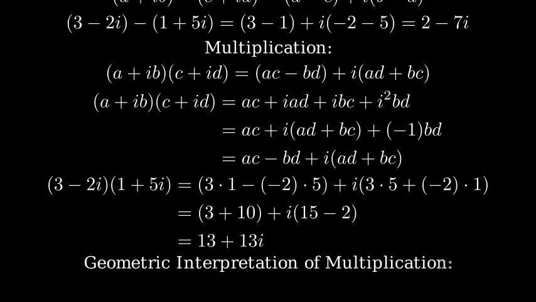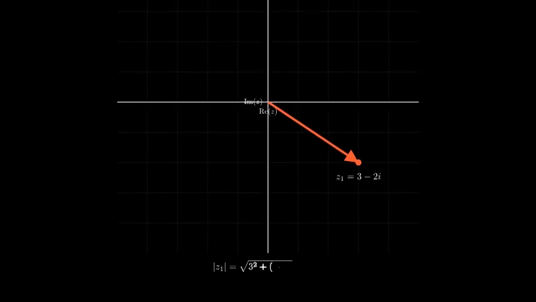Geometrically, multiplication by a complex number can be thought of as scaling and rotation in the complex plane. For a complex number a + ib, its modulus or absolute value is the distance from the origin, which equals the square root of a² + b². Its argument is the angle it makes with the positive real axis. When we multiply two complex numbers, their moduli multiply, and their arguments add.